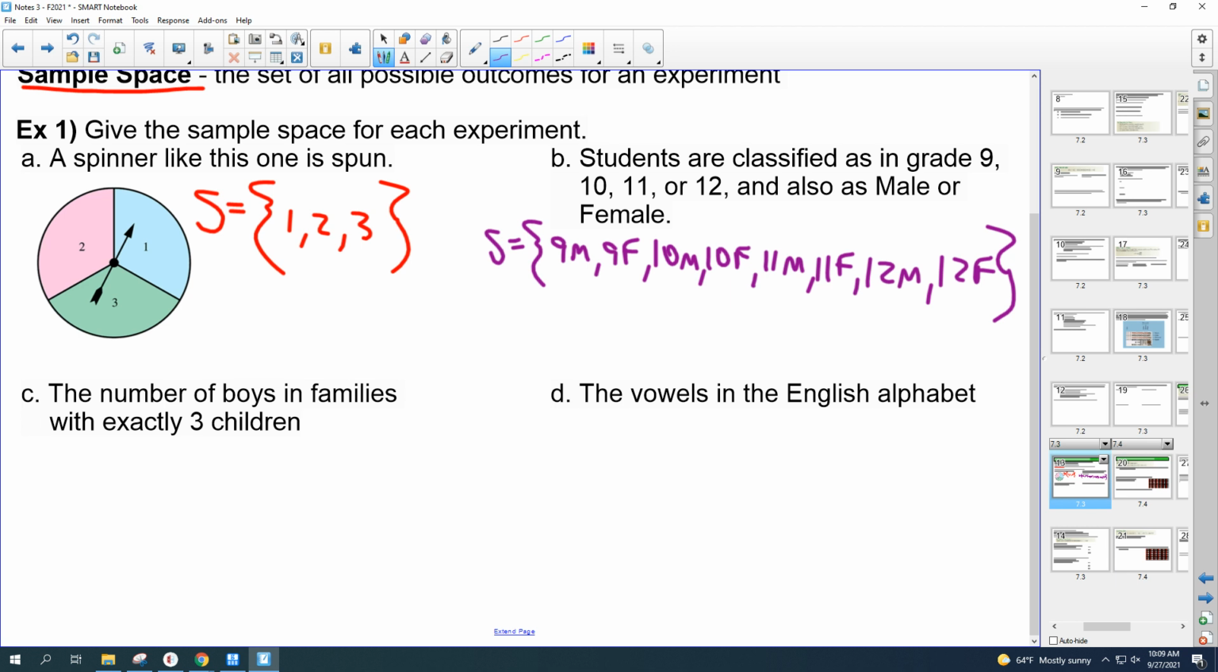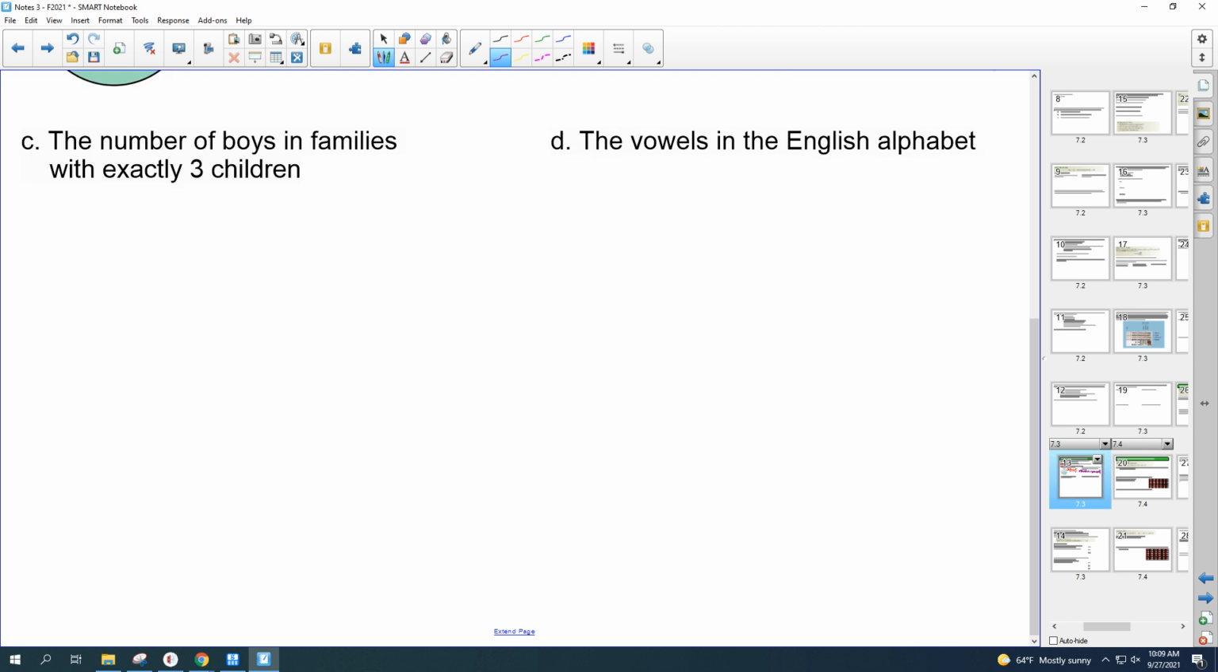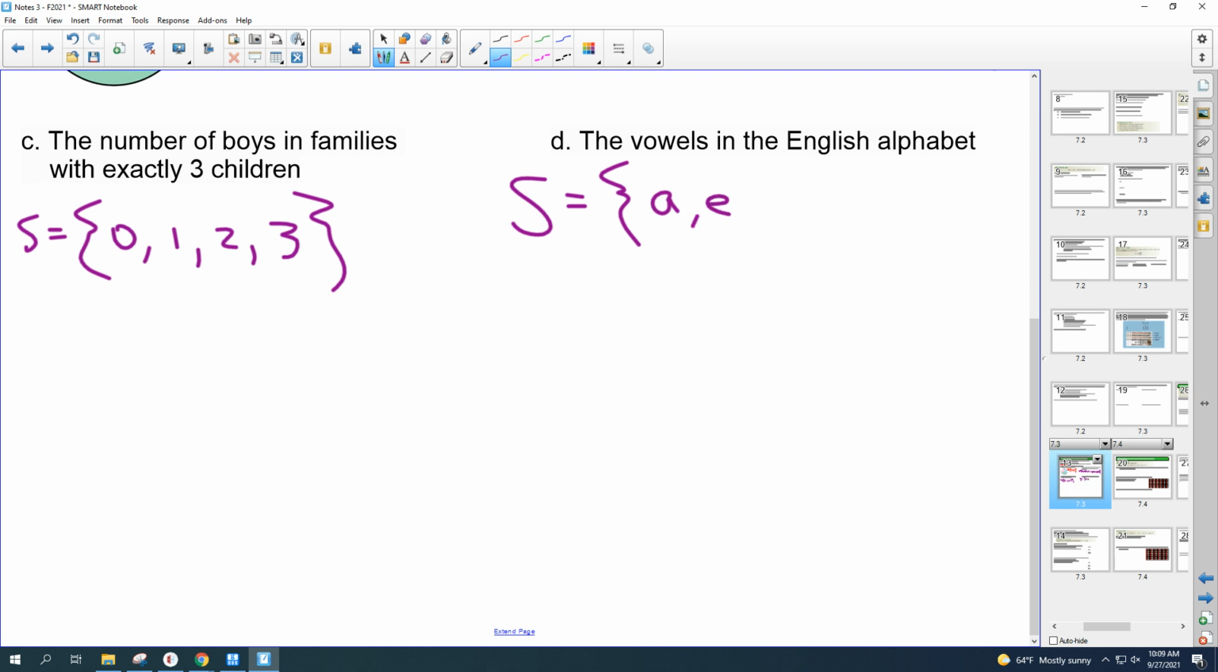Part C, the number of boys in families with exactly 3 children. Well, if there's 3 children, then you could have 0 boys or 1 boy or 2 boys or 3 boys. That's it. That's the sample space. What is possible in this specific scenario? All right. The next one, the vowels in the English alphabet. I don't count Y as a vowel. I know, and sometimes Y, but we're talking about the vowels in the English alphabet, typically A, E, I, O, and U. That would be the sample space for that experiment.